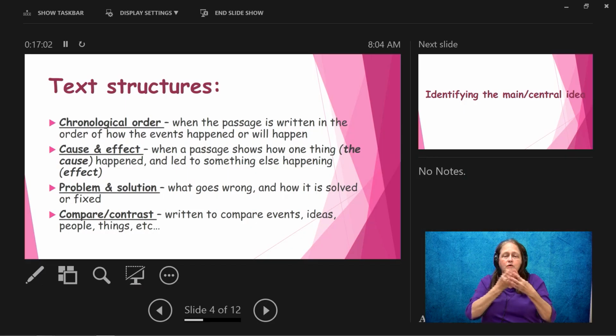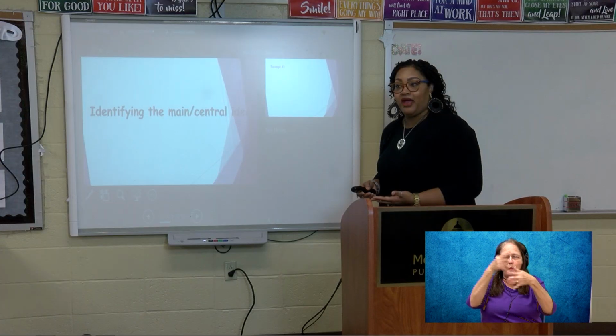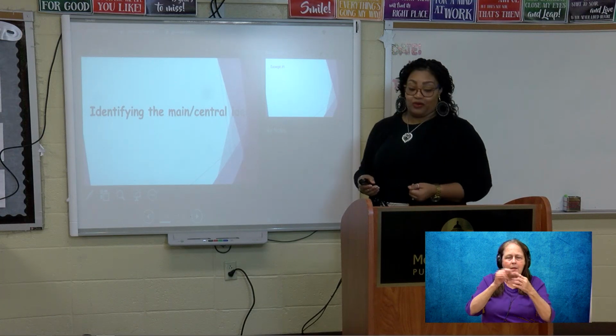Now, our last text structure is comparing and contrasting. So when we compare and contrast, we can compare events, ideas, people, things, and different things of that nature. This is when we're telling similarities and differences. Now, let's focus on identifying the main idea dealing with those textual structures. Let's recall main idea. Main idea is what the story is mostly about. It's what the author wants you to know.